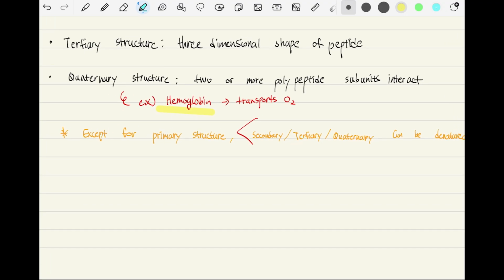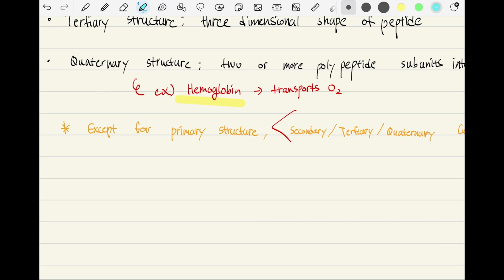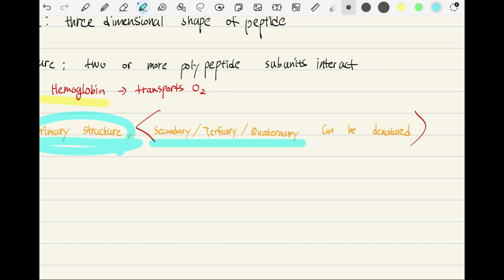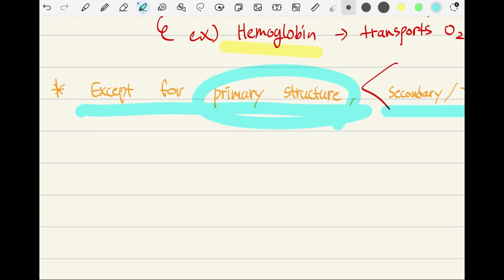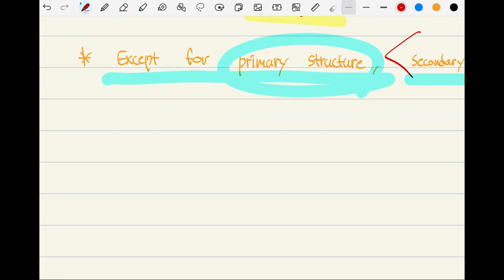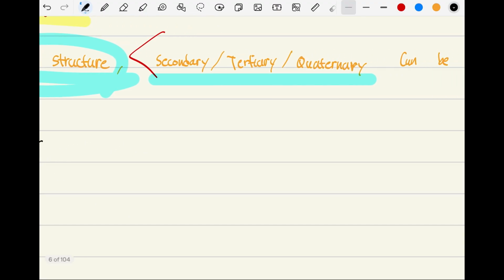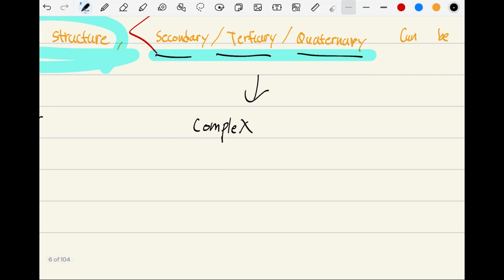This is a really important part that comes out in AP Bio: except for the primary structure, the secondary, tertiary, and quaternary structures can be denatured. This is because primary structures are simple. They're usually made up of just one line. But secondary, tertiary, and quaternary structures are really complex.